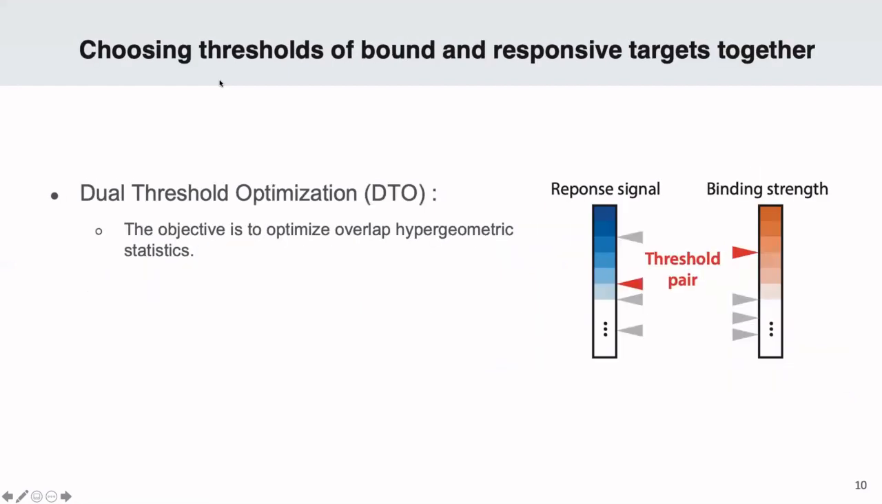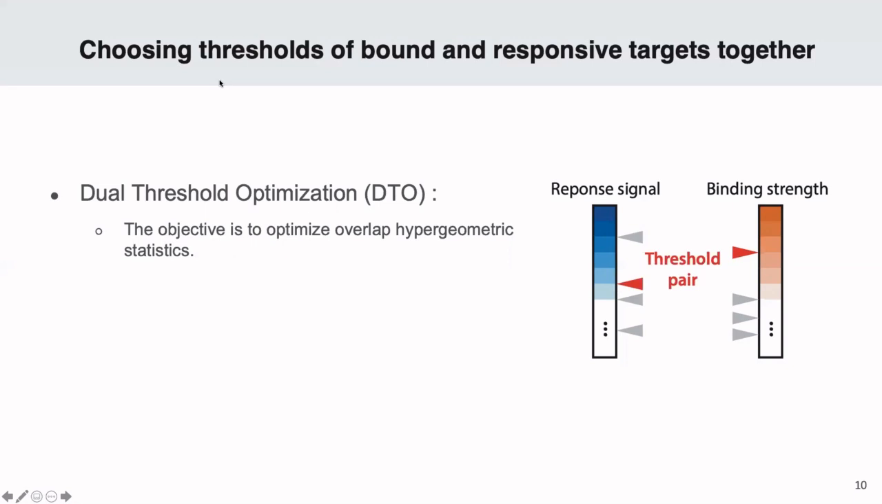And then we seek to further improve our results because previously we set the thresholds on the TF binding location data and the TF perturbation response data separately. But because we have information for both, we should be smart about choosing the thresholds on both data sets together. Therefore, we're presenting dual threshold optimization.